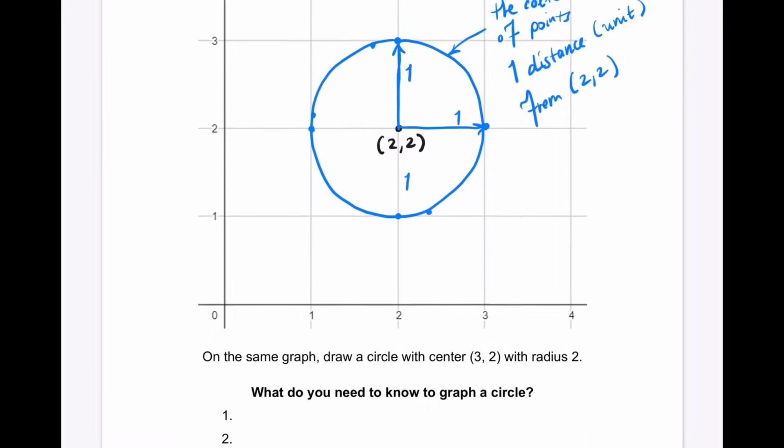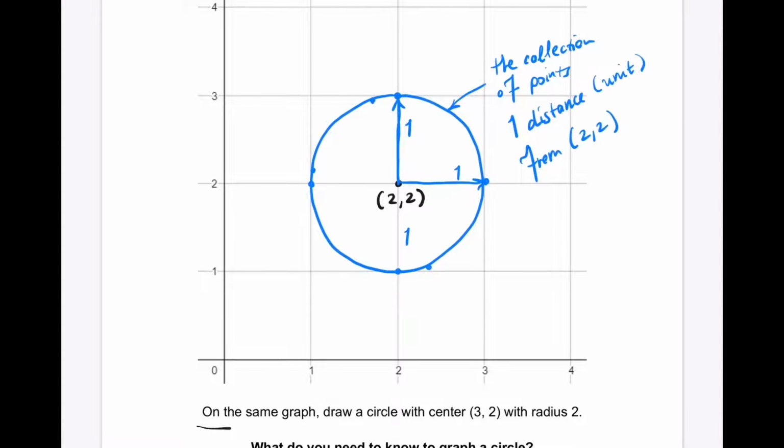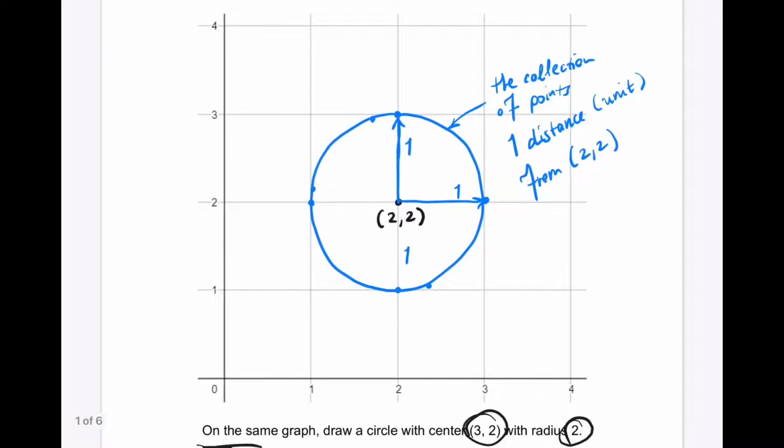Okay, now, on the same graph, draw a circle with center (3, 2) and radius 2. Okay, so let's find (3, 2), and I will move this over here.